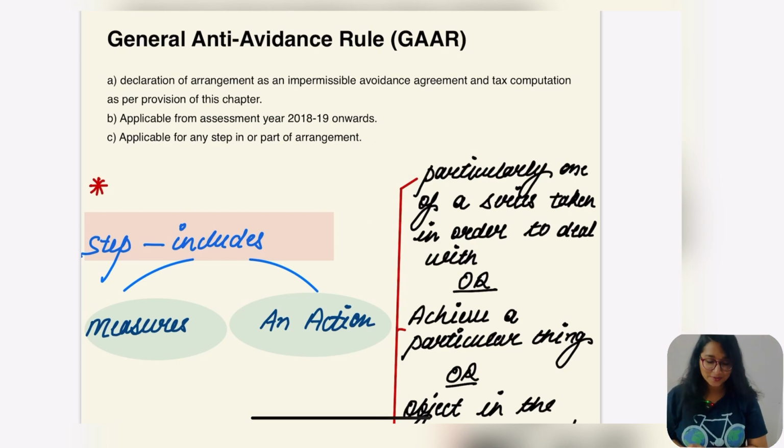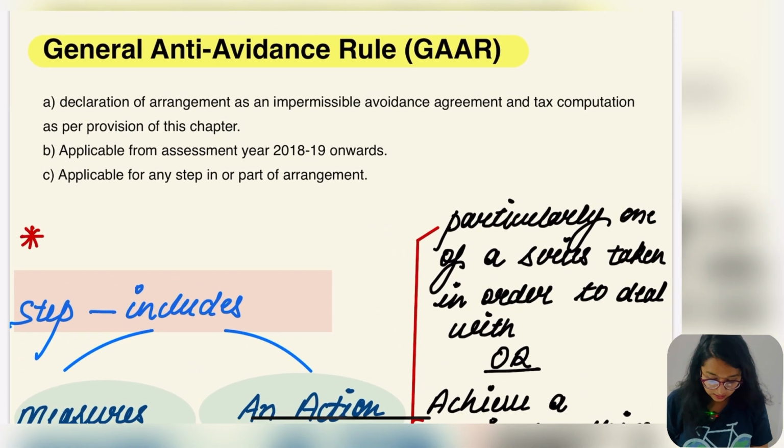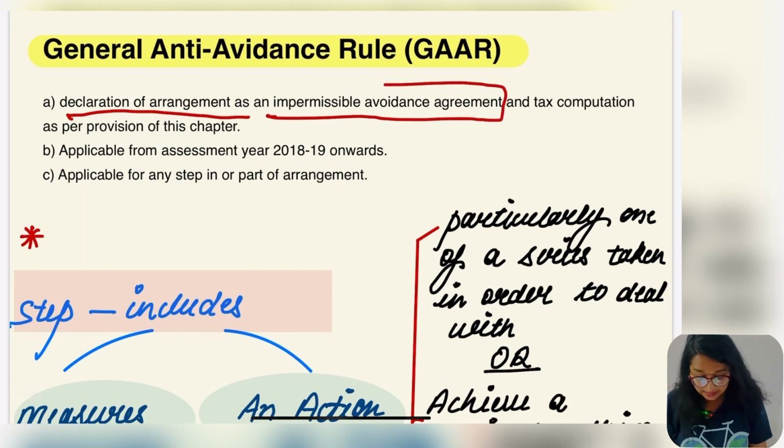So we are going to do GAAR. We already completed Advance Pricing and Equalization Levy, and today's topic is going to be GAAR, the General Anti-Avoidance Rule. GAAR stands for General Anti-Avoidance Rule. Now let's get into this. What is GAAR? Any declaration of an arrangement as an impermissible avoidance agreement.